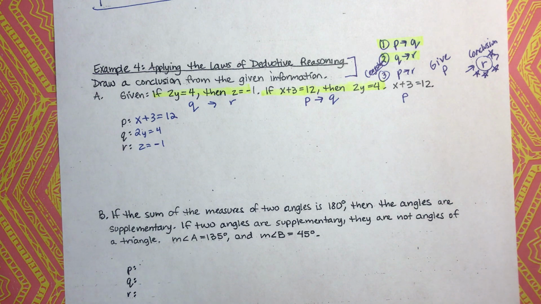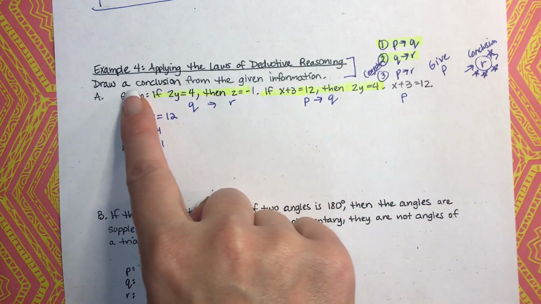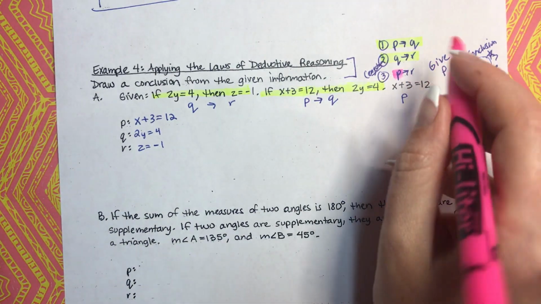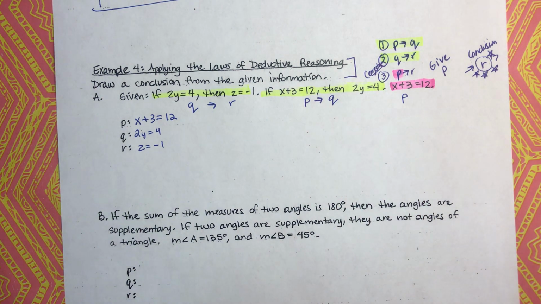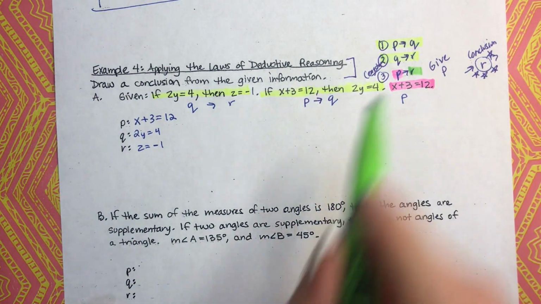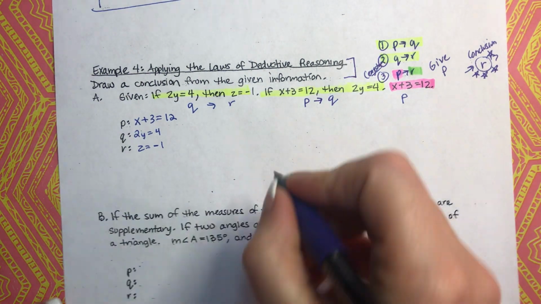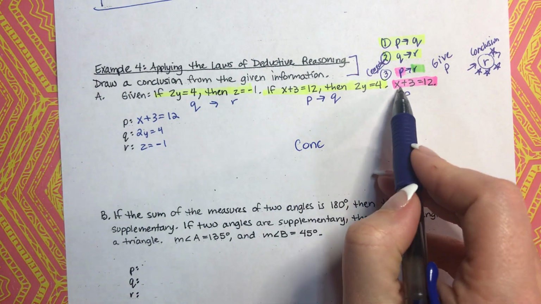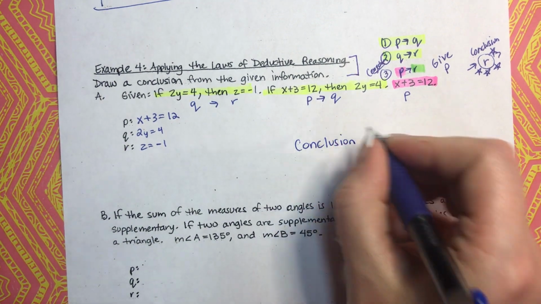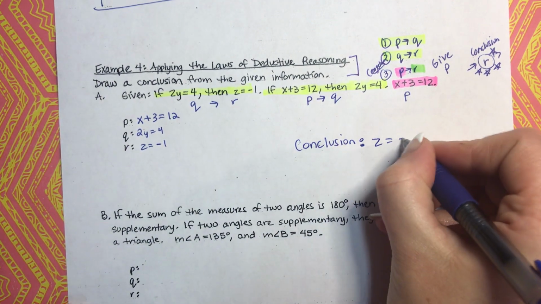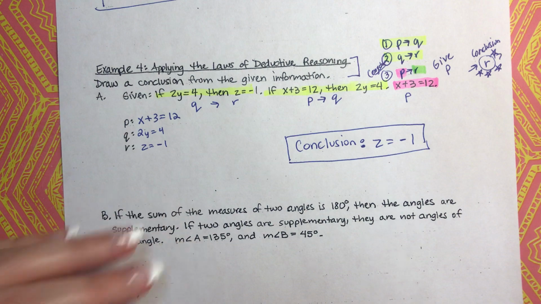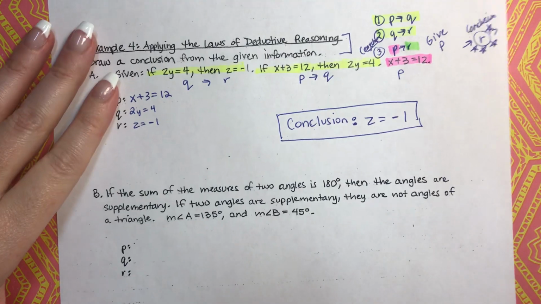Then what they give us is this. This is the conclusion, draw a conclusion from the given data, okay? But they only give us the P part, which is right here. The conclusion, our answer, is the R, okay? So what we'd have to do is say the conclusion is that if x plus 3 equals 12, then z equals -1. So that's our conclusion, that z equals -1, and that is our answer. Okay? All right, let's move on to the next one.